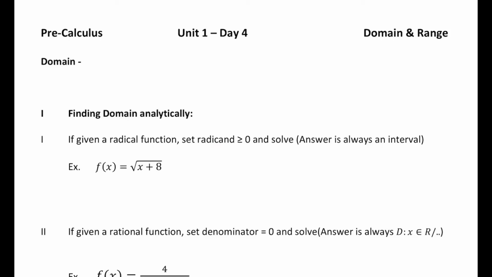Hello everybody, welcome to Pre-calc, Unit 1, Day 4, Domain and Range. Today we're going to talk about how to find the domain, both algebraically and graphically, and also how to find the range. So first of all, what is domain?